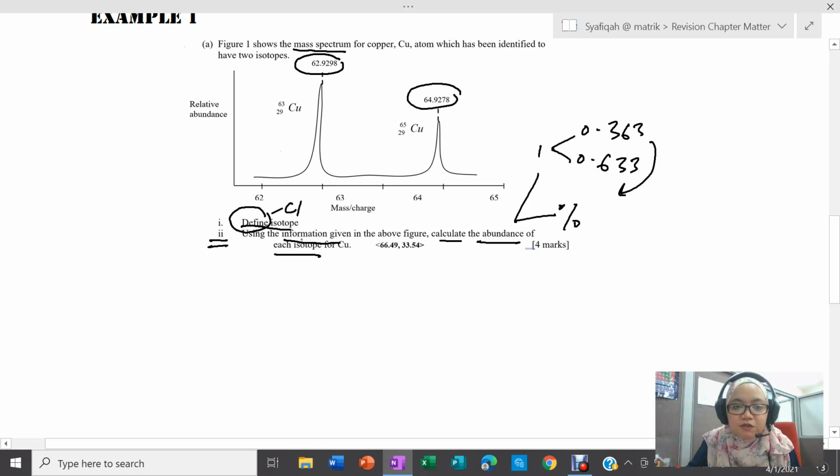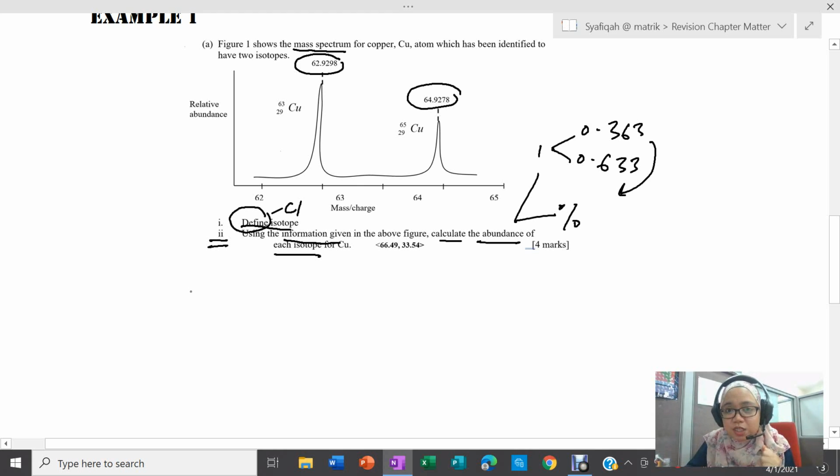So, dia kata based on the information given. Apa yang dia bagi information dalam mass spectrum ni? So, in this mass spectrum, dia bagi kita information about the mass of each isotope. So, we know the mass already, but we don't know the relative abundance. The Q we don't know, right? So, we need to find that. Okay, so kita nak guna formula apa ni?